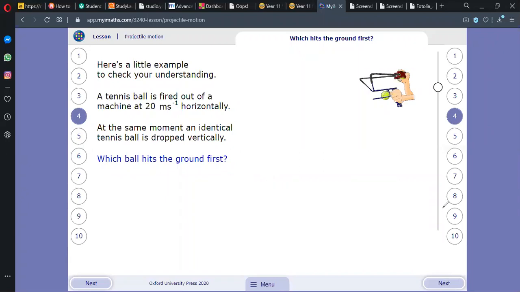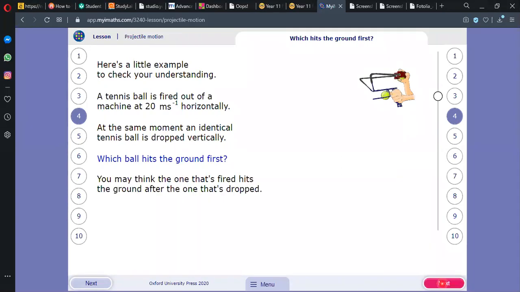Can anyone give us the answer? So I would like you to have your answers ready. Okay. Let's see what we have. You may think that the one that's fired hits the ground after the one that's dropped. But that is not the case, guys. They hit the ground at the same time. You may be wondering, wow, does that make any sense?